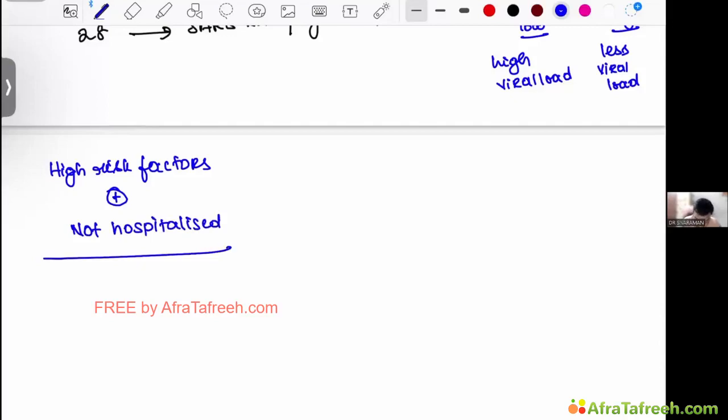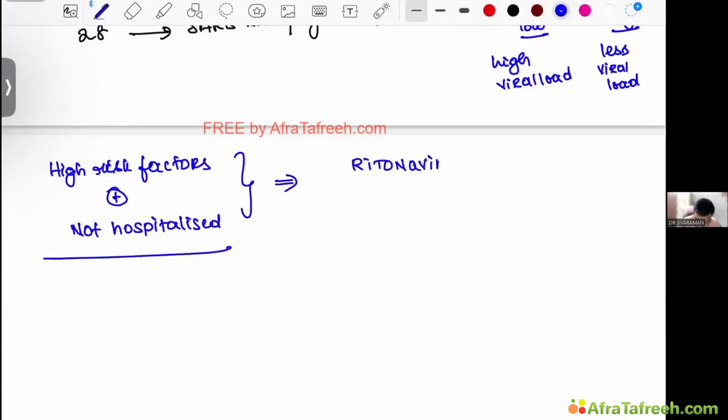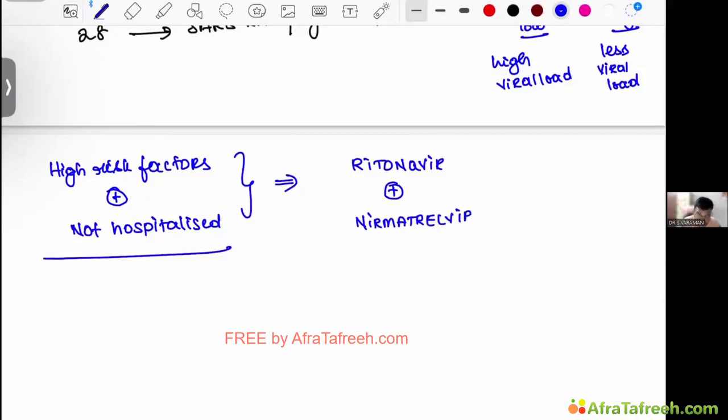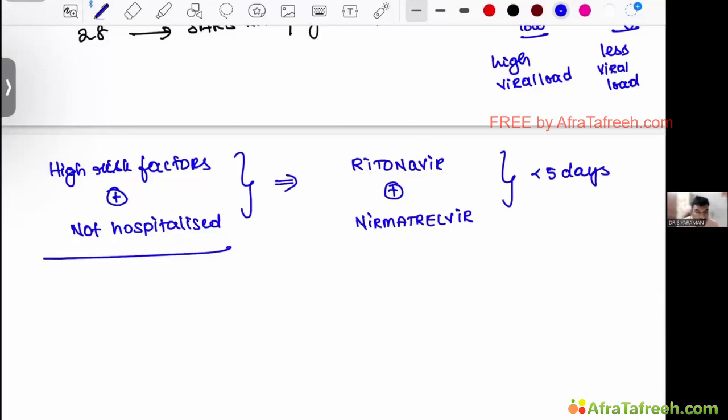then what we are going to do is go for a drug called ritonavir plus nirmatrelvir. Ritonavir with nirmatrelvir should be administered within 5 days of onset of symptoms. Then we have the next drug, which is going to be remdesivir.